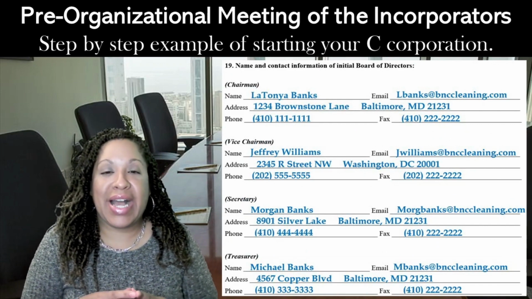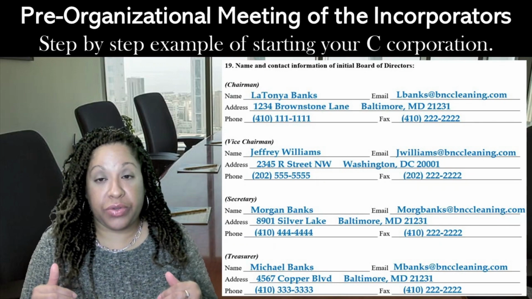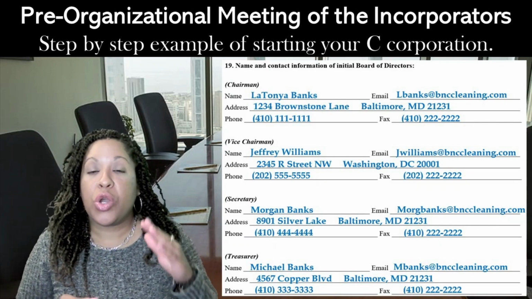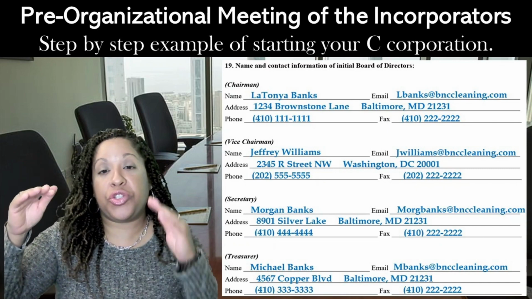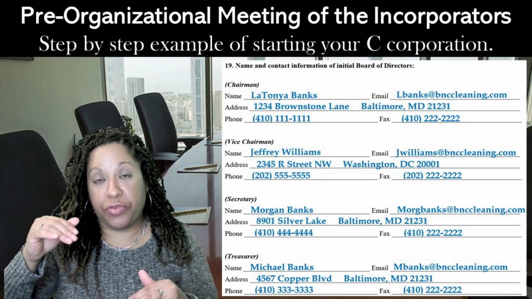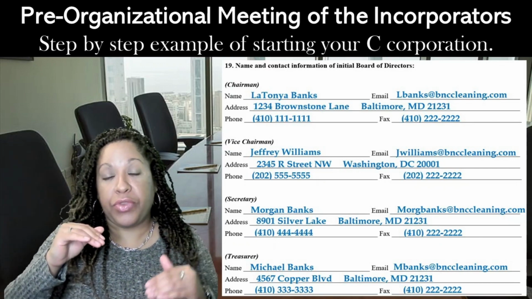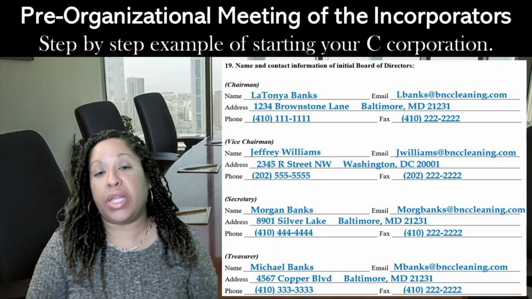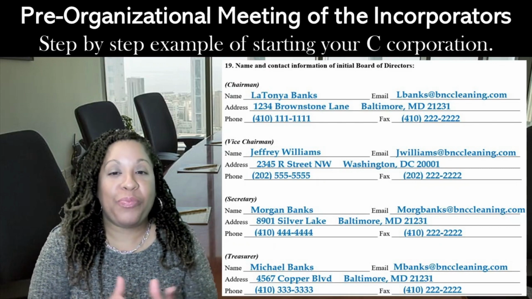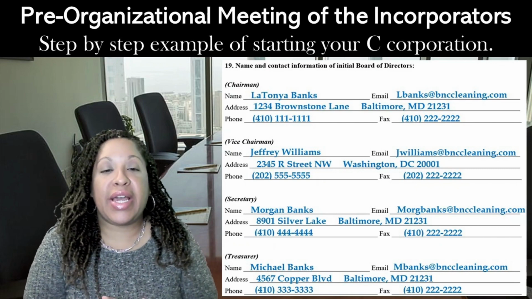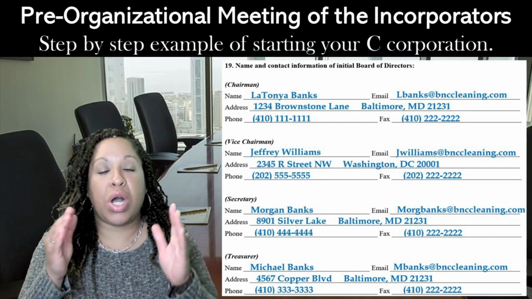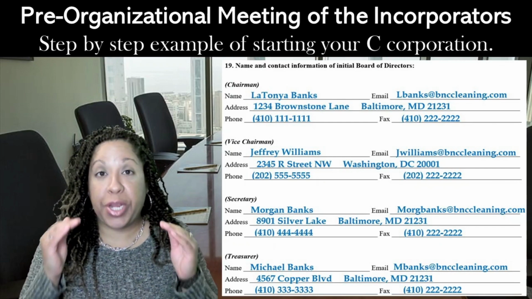19, the name and contact information of the initial board of directors. So we have shareholders who are the actual owners, and then we have the board of directors who are the people that are hired by the shareholders to help make important decisions on behalf of them for the corporation, for the best interest of the shareholders, in regards to how the corporation will be operating. And again, because this is a family business, we have the same people who will be on the board.